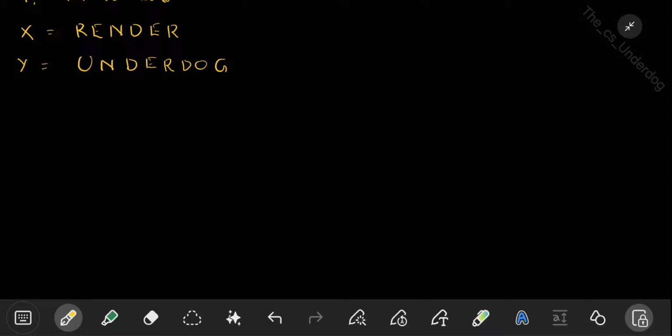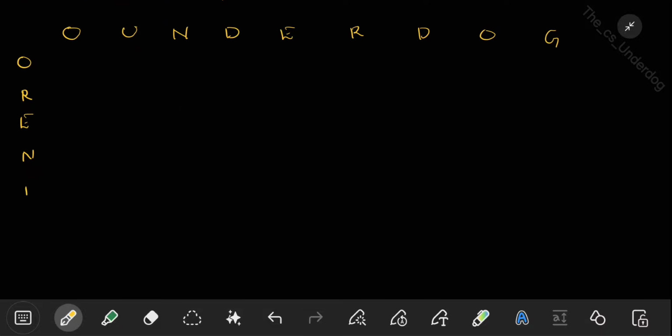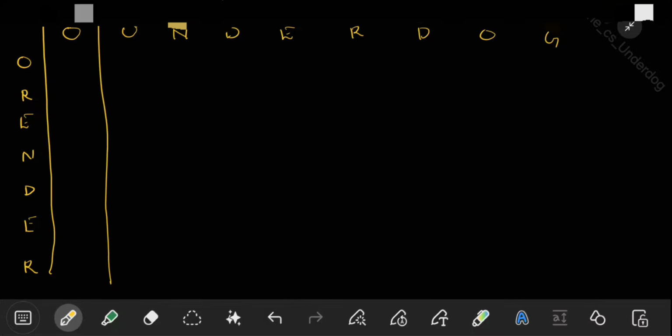You will have underdog in this axis: U, N, D, E, R, D, O, G. This is in one axis. The first entry is for 0. And what about the other axis? You will have the word render. First it will be 0, then R, E, N, D, E, R. We'll draw the table here. This is the table. We want to complete this full table.